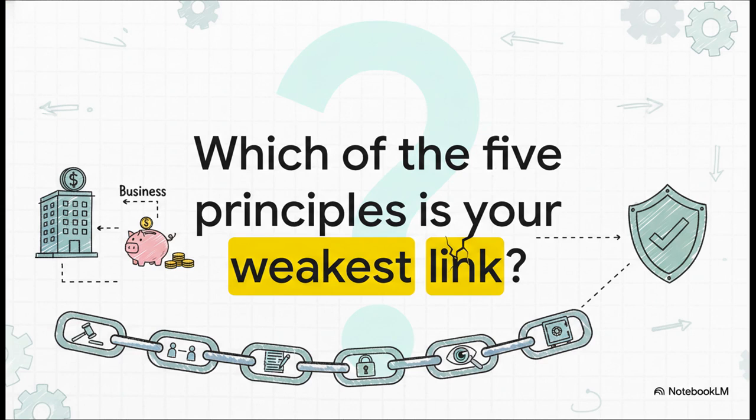So I want to leave you with a question. I want you to really think about your own environment, your business, your department, maybe even just your personal finances. Of these 5 principles we talked about, assignment of responsibility, segregation of duties, documentation, physical controls, and review and reconciliation, which one is your weakest link? Because finding that weak spot, that's the very first step to building a truly secure system.